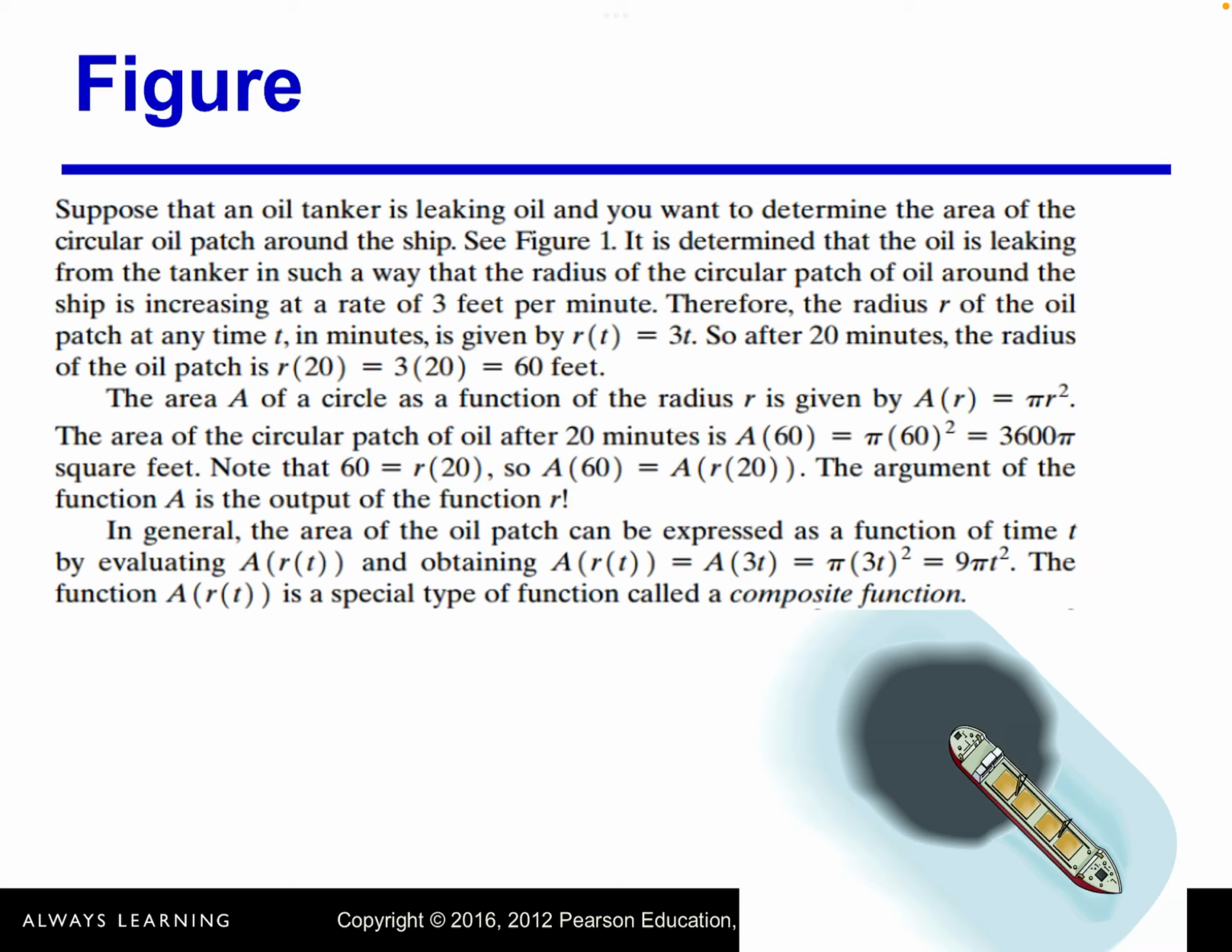Suppose that an oil tanker is leaking oil and you want to determine the area of the circular oil patch around the ship, like the graph. So this is the oil tanker and there's a hole, so the oil is leaking into the seawater. And the oil is leaking from the tanker in such a way that the radius of the circular patch of oil around the ship is increasing at a rate of 3 feet per minute.